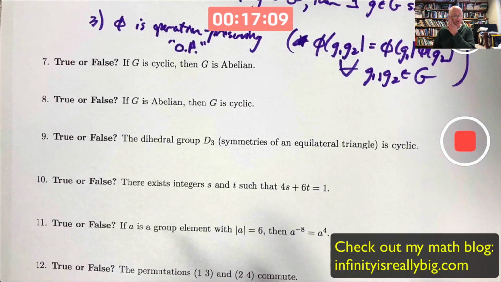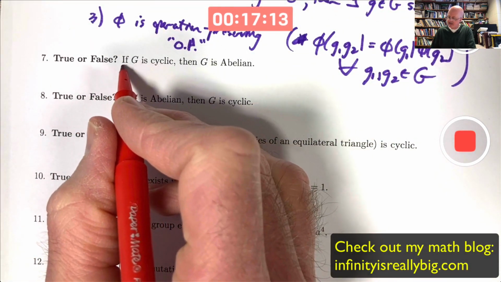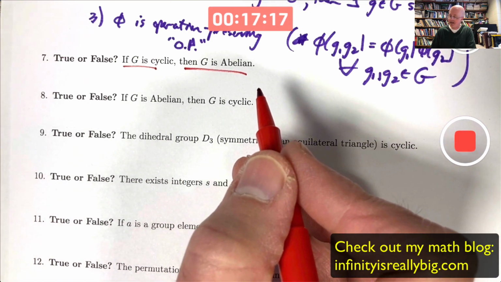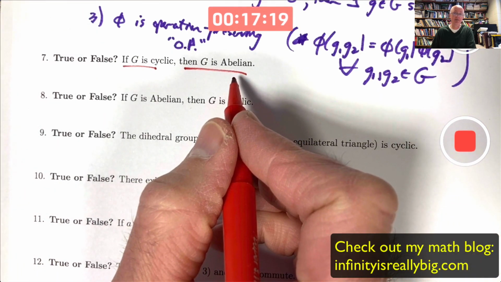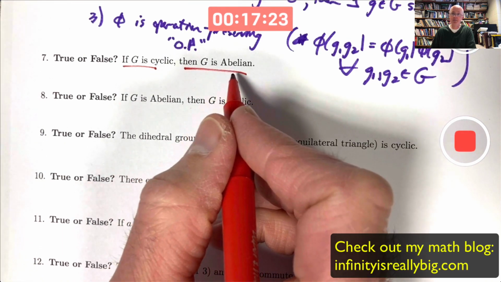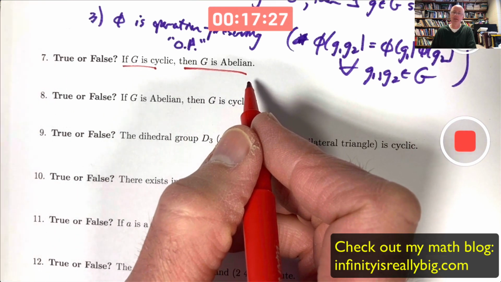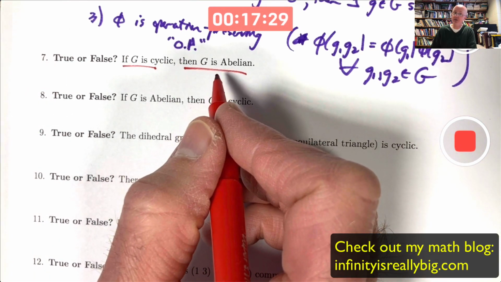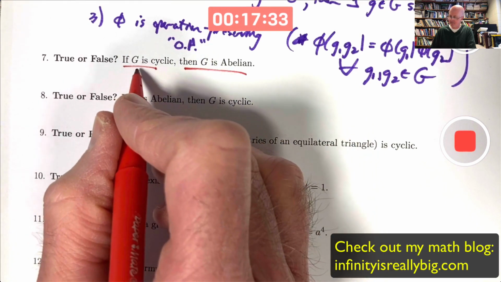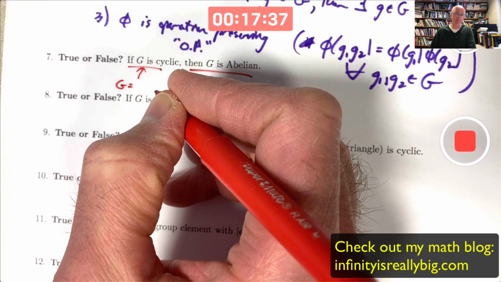Bunch of true-false questions. First one. If G is cyclic, then G is abelian. I haven't said what cyclic means yet. I have said abelian a few minutes ago. It means it's commutative. Every element commutes with every other element. It means also the center, Z of G, is equal to G. But what does cyclic mean? Cyclic means G is generated by some element.